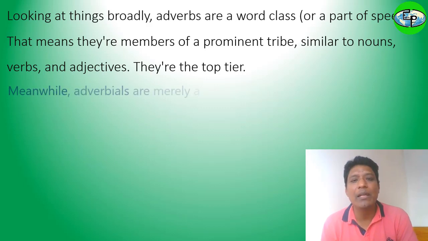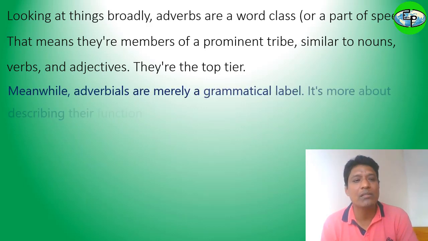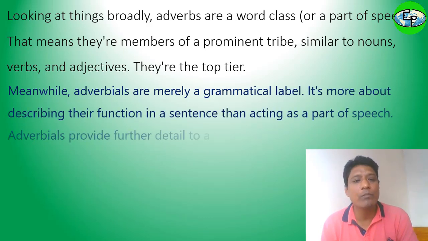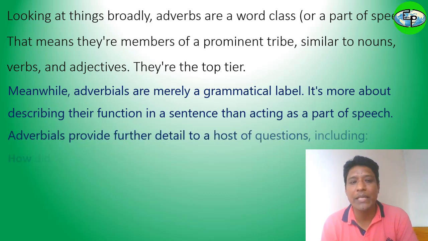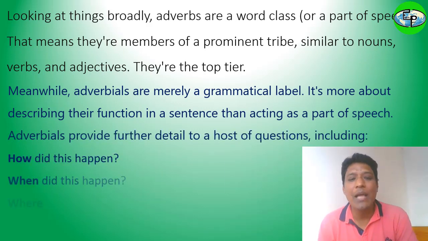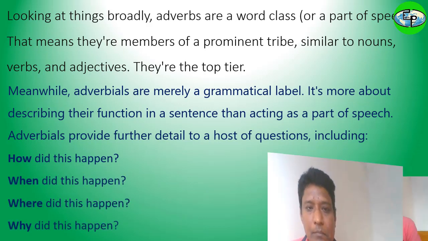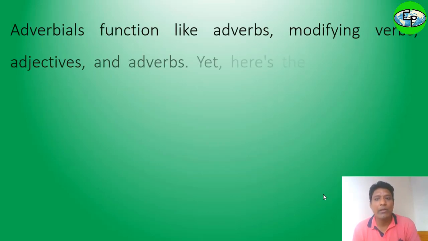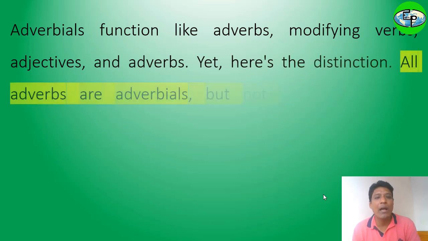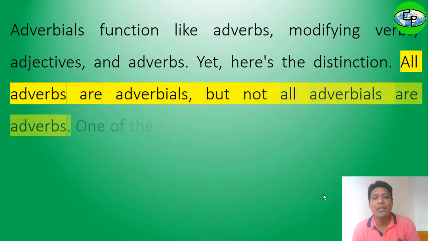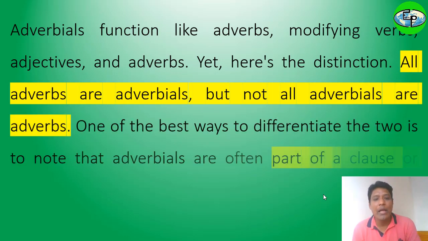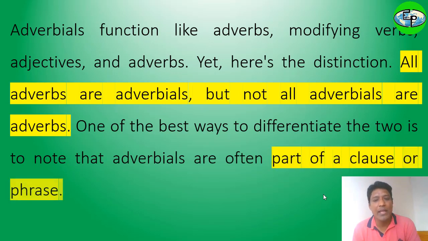Meanwhile, adverbials are merely a grammatical level. It's more about describing the function in a sentence than acting as a part of speech. Adverbials provide further detail to a host of questions including how did this happen, when did this happen, where did this happen, why did this happen. Adverbials function like adverbs, modifying verbs, adjectives and adverbs. Yet, here is the distinction. All adverbs are adverbials, but not all adverbials are adverbs. One of the best ways to differentiate the two is to note that adverbials are often part of a clause or phrase.